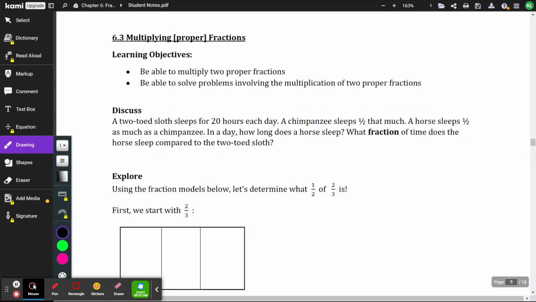So for your learning objectives, you should be able to multiply two proper fractions. We're moving on from multiplying a mixed number to a fraction to two proper fractions. You should be able to solve problems involving multiplication of two proper fractions.